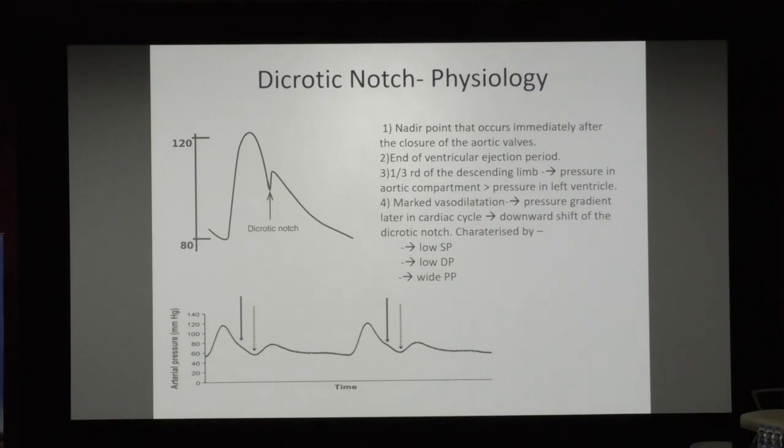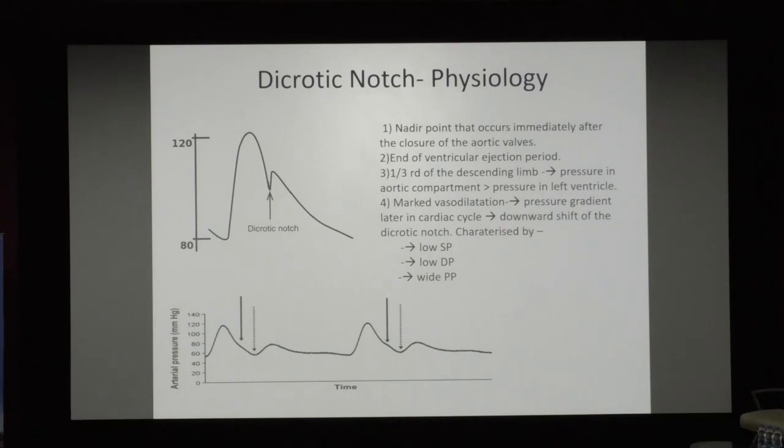Another important point about dicrotic notches: it comes in the 1/3 part of the descending limb. The importance is that the pressure of the aortic compartment should be more than the pressure in the left ventricle. Only then the aortic valve closes, and you can see the dicrotic notch coming. Now what happens whenever there is a marked vasodilation, say in sepsis? The aortic compartment pressure never crosses the pressure in the left ventricle. It will take more time to cross. So as it takes more time, the dicrotic notch will migrate downward.